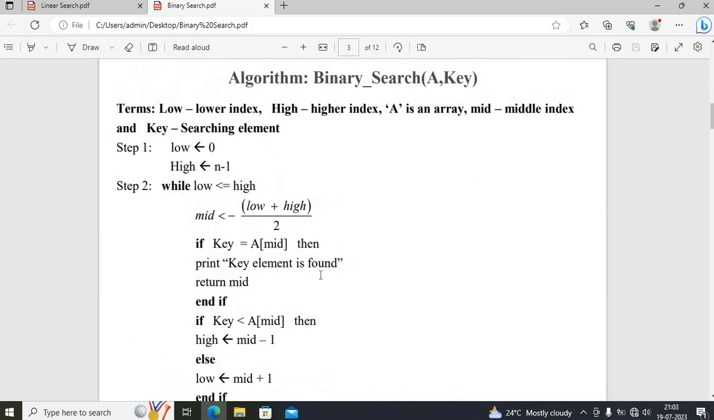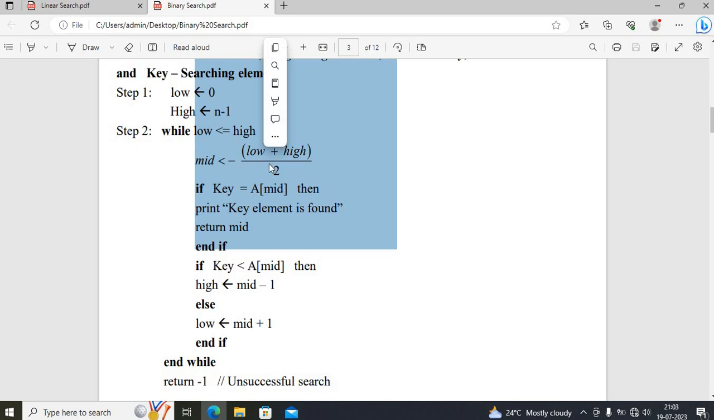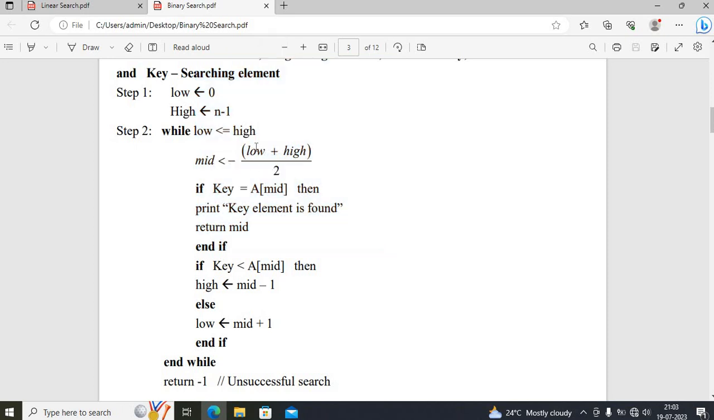So this is the algorithm. In this algorithm, the key component is finding the mid position. So how to find the mid position? Low index plus high index divided by 2. It gives you the mid position. So this is the important portion of this algorithm, finding the mid position.